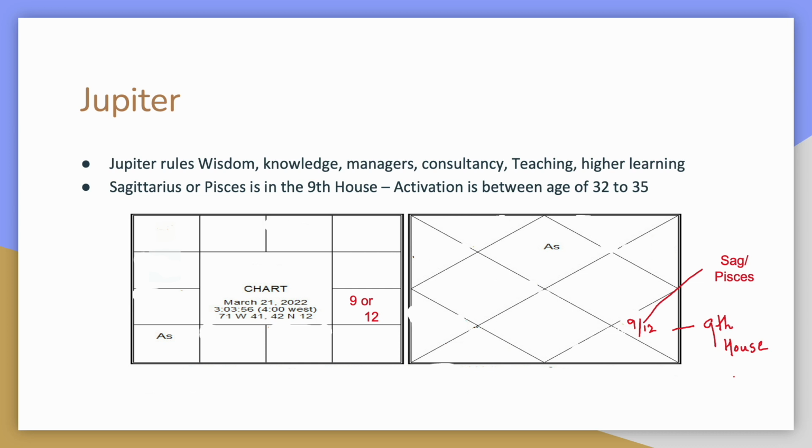Next planet is Jupiter. Jupiter starts giving its good results after the age of 32. You usually become knowledgeable by that time and mature enough to understand the energy of Jupiter. Jupiter is all about philosophy. It carries wisdom in it. So if Sagittarius and Pisces are placed in the ninth house, that means Jupiter rules your fortune. It gives its results from the age of 32 to 35, and then Saturn takes over.